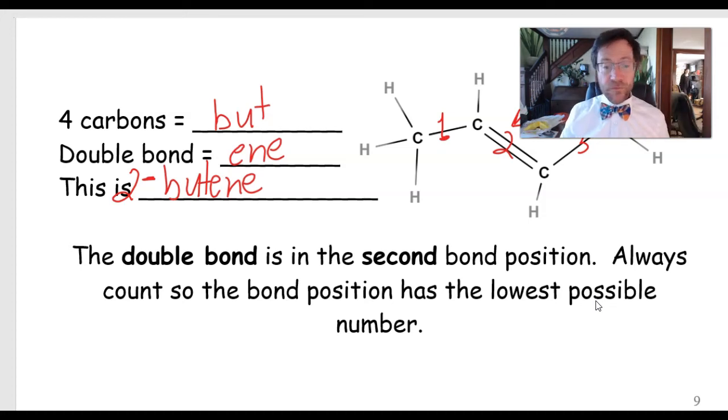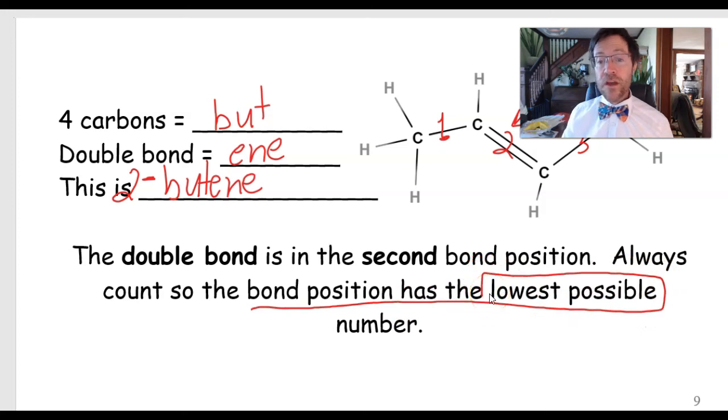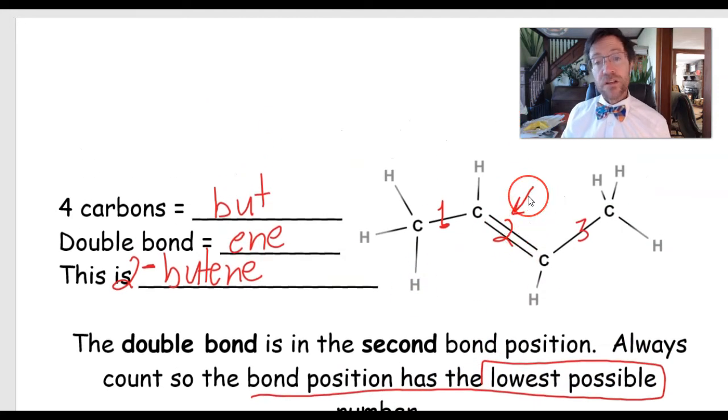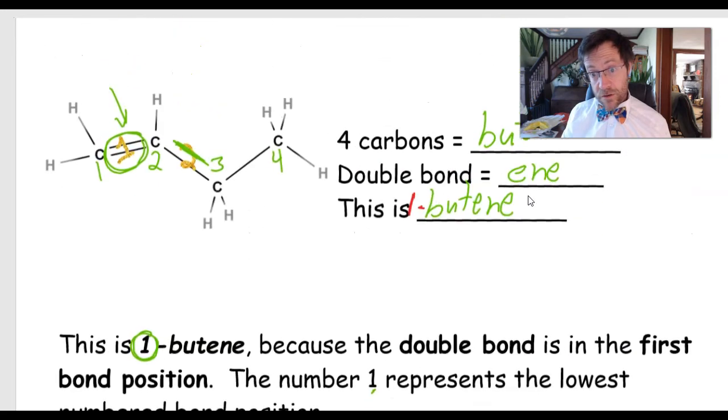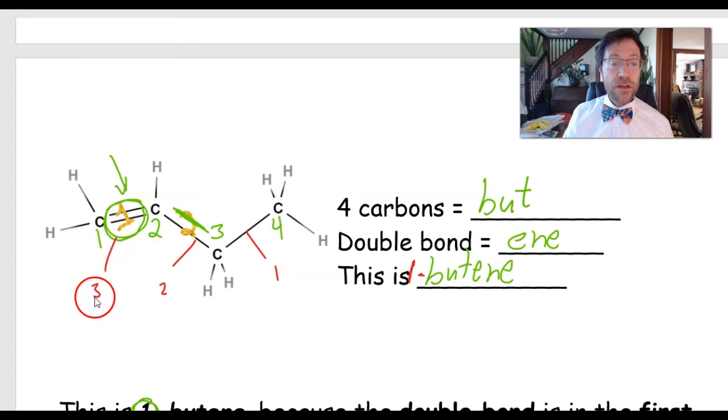And also, you want to count so the bond position has the lowest possible number. All right? So this one's pretty easy. There's only one choice. But let's come up here to our other example. If you notice, I chose counting from here, 1, 2, 3. I could have chosen to go like this. Bond position 1, bond position 2, bond position 3, but that would have given this a number 3. And I don't want to do that.